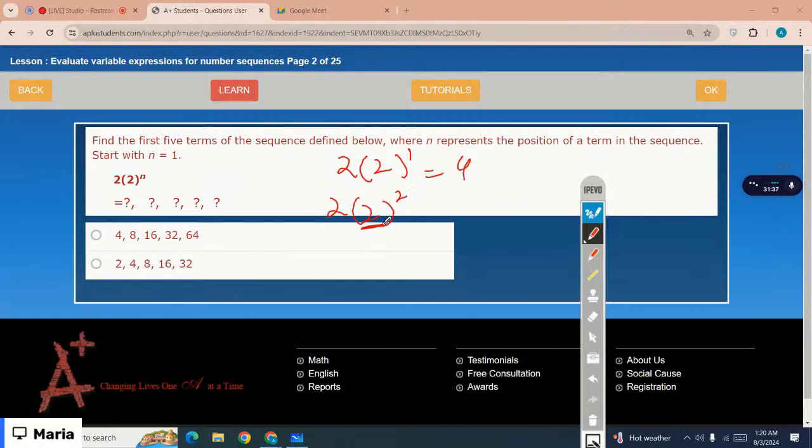So you have to evaluate this first, right? You need to evaluate 2 squared. 2 squared is 4 and 4 times 2 makes 8. Then for the third value, you need to replace n by 3. So that is 2 times 2 is 4, 4 times 2 is 8, and 8 times 2 is 16. For the fourth value, we need to replace n by 4. So that is 16 times 2 is 32. So the first five values are 4, 8, 16, 32, and 64. Got it?